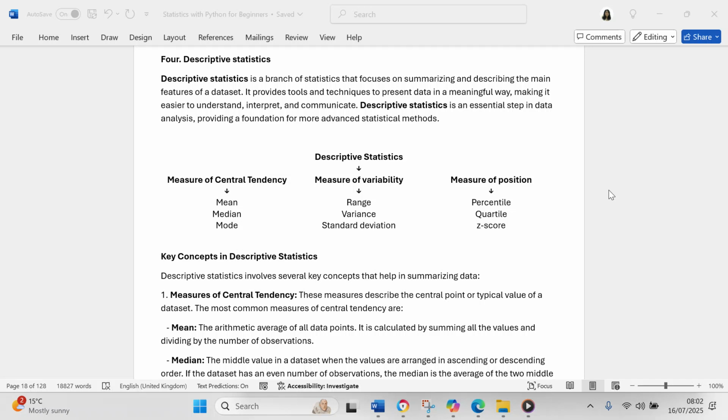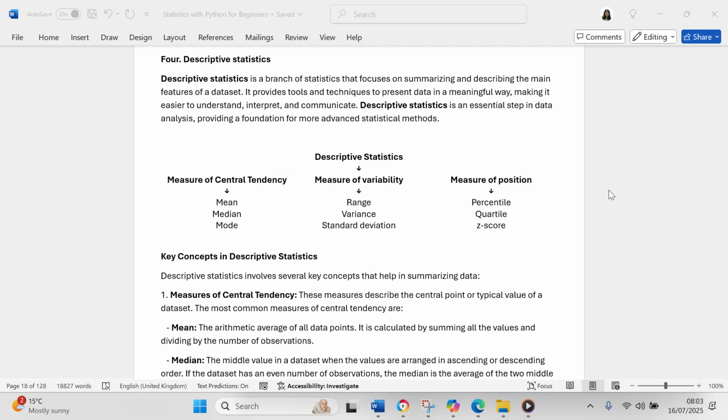In this video, what we're going to be talking about is descriptive statistics. Descriptive statistics is a branch of statistics that focuses on summarizing and describing the main features of a data set. It provides tools and techniques to present data in a meaningful way, making it easier to understand, interpret, and communicate. Descriptive statistics is an essential step in data analysis, providing a foundation for more advanced statistical methods.